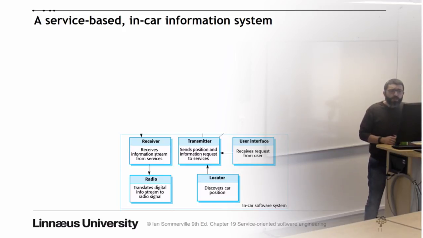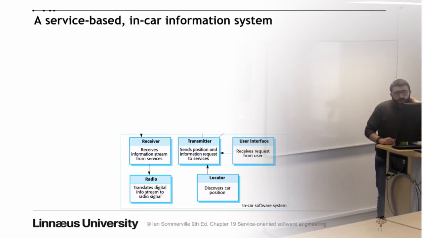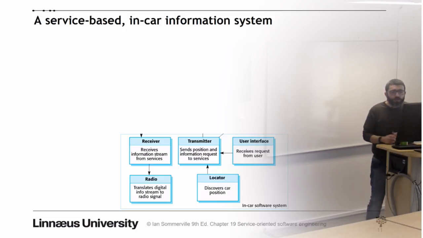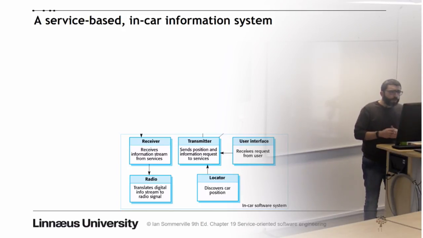So we have the radio, we have the locator, which is the GPS antenna, and then we have also a receiver that receives the information stream from the services and forwards this information to the radio, that translates the digital stream into radio signal. Then we have a transmitter which is in charge of sending the current position and the information request to the set of services that are available in the surrounding. And then of course we have the user interface that allows the user to interact with the system.